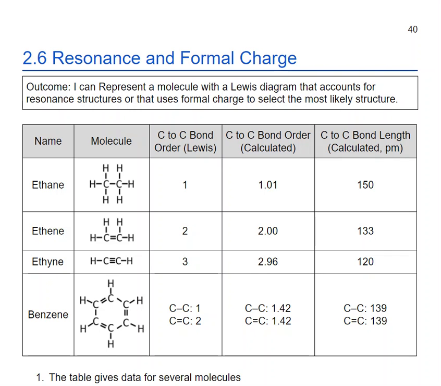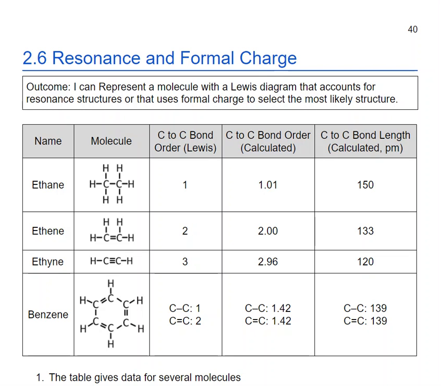This is Resonance and Formal Charge 2.6. Our outcome is I can represent a molecule with a Lewis diagram that accounts for resonance structures or that uses formal charge to select the most likely structure.